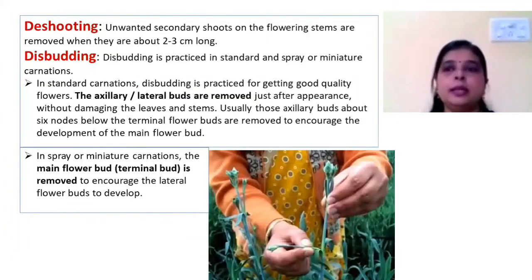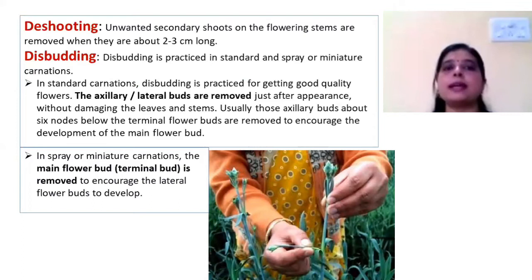Another special intercultural operation that is followed is de-shooting. In de-shooting, unwanted secondary shoots on the flowering stem are removed when they are about 2 to 3 centimeter long. And disc budding is practiced in standard, spray or miniature carnation. In a standard carnation, disc budding is preferred. Why is disc budding done? To get good quality flowers.